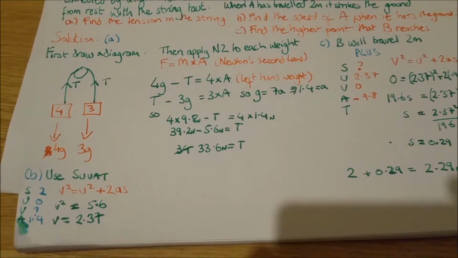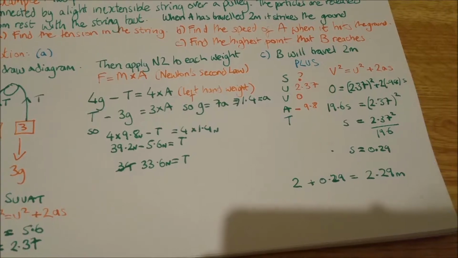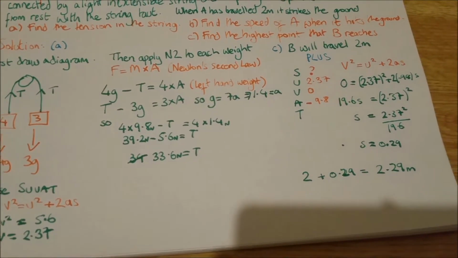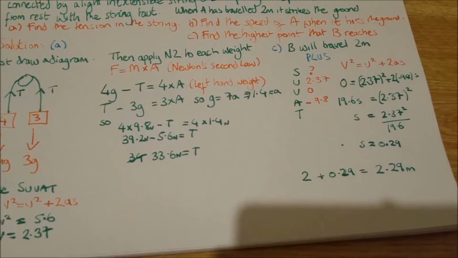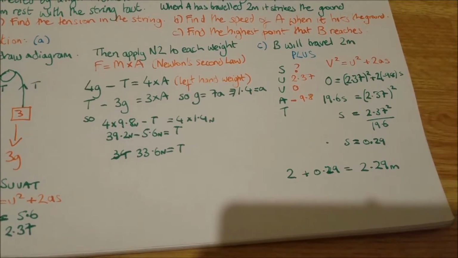Not hard. Part C is an interesting one. It says, find the highest point that B reaches. Now, obviously, as A falls, B rises. So you might think to yourself, well, logically, A's gone down 2, so B's going up 2. Well, that's sort of true.